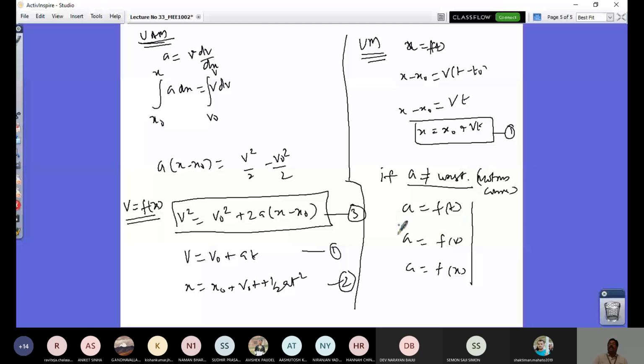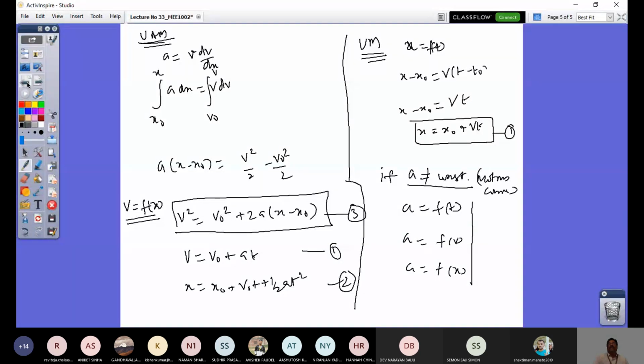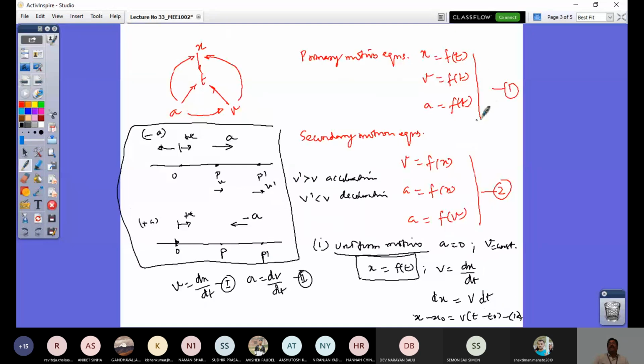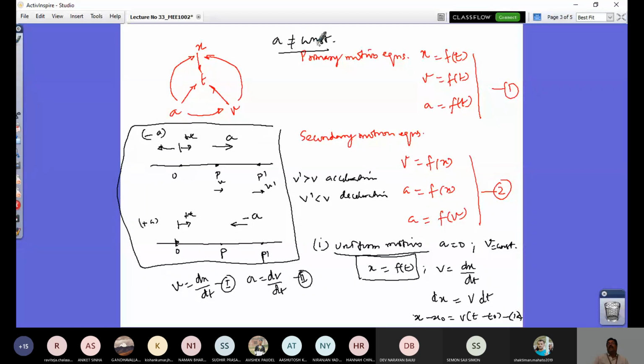When you have these three, you have all the 6 equations. So that's the conclusion: all the 6 equations are for motion where acceleration is not constant. If acceleration is constant, the 6 equations become only 4 equations. Which are those? You have only 4 equations: 1, 2, this is not there, this is there, 3. So these are the 3 equations when acceleration is constant. When acceleration is 0, you have only one equation, that's this first equation. So that's what you should understand.